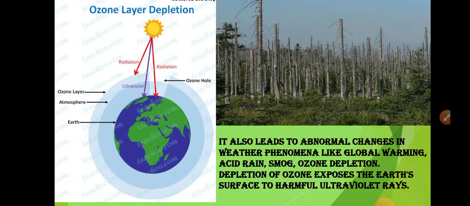Other than that, we also have another important phenomenon taking place, that is ozone layer depletion, and this is a very concerning and alarming problem in today's world. Air pollution also leads to abnormal changes in weather phenomena like global warming, which is a very burning topic of today's world. Acid rain, smog, ozone depletion, these are all the result of air pollutants being there in large numbers in the air, which is degrading our air quality.